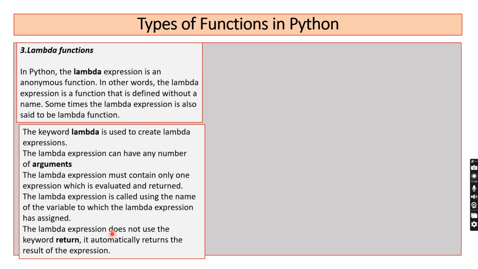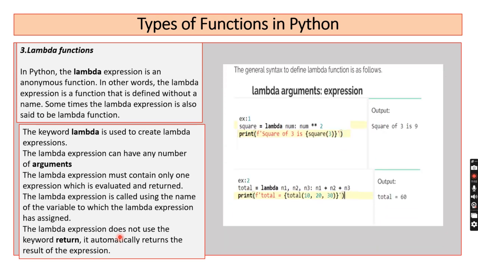The lambda expression does not use the keyword return. In these lambda functions, we are not using the return keyword. It automatically returns the result of the expression. The general syntax and example is as follows. The general syntax is lambda arguments colon expression.